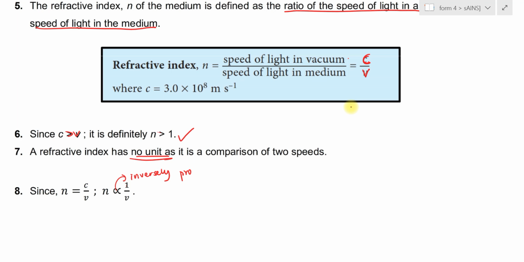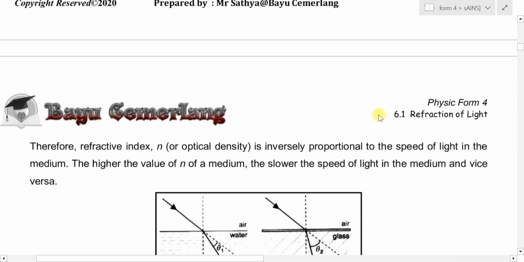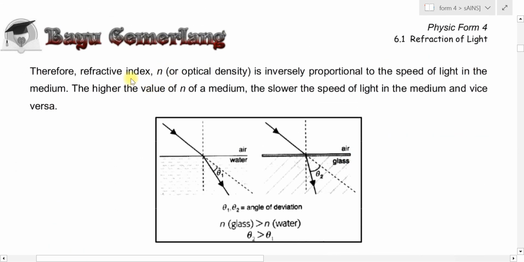Sebab dia tulis 1 over n kan. Inversely proportional to the velocity. Maksudnya kalau speed dia meningkat, refractive index turun. Kalau speed dia menurun, refractive index dia naik. Okay? Baik, kita tengok. Therefore, refractive index is inversely proportional to the speed of the light in the medium. In the vacuum, tak payah cakap lah, yang tu constant. So, the higher the value of n, slower the speed in the medium and vice versa.